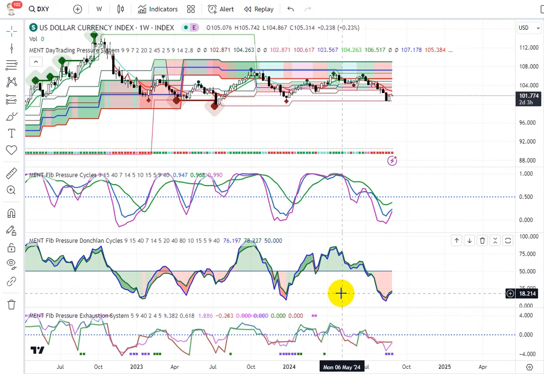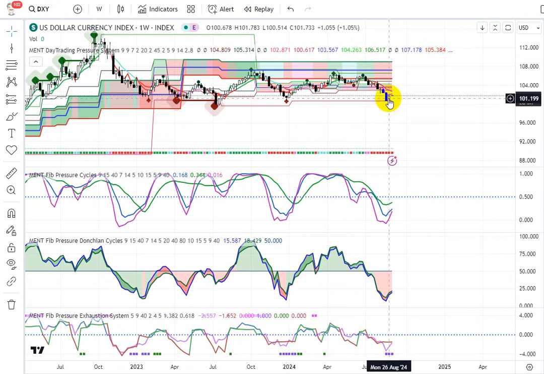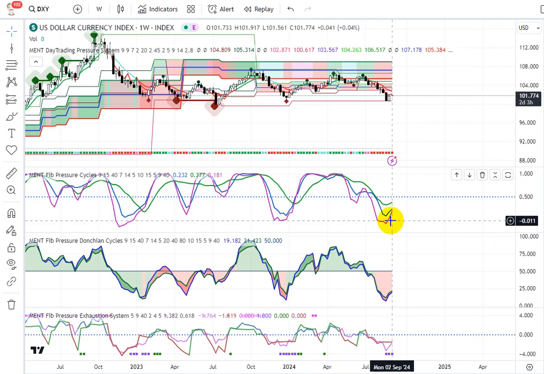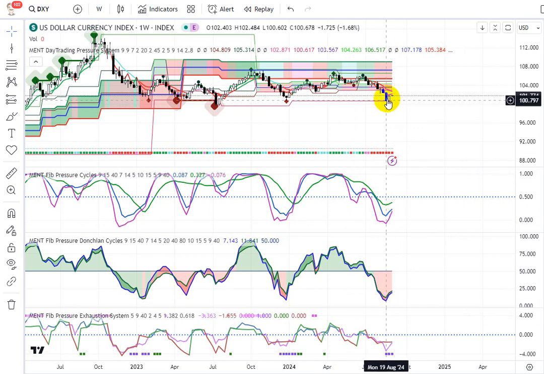Dollar index. We are bearish. We're in a downward trend. We're off a cycle high back over here. We are in an upward hook here, upward hook here, upward hook here. We'll likely find some support, but we are generally bearish on the US dollar right now. It looks like it's moving downward. Crude oil.